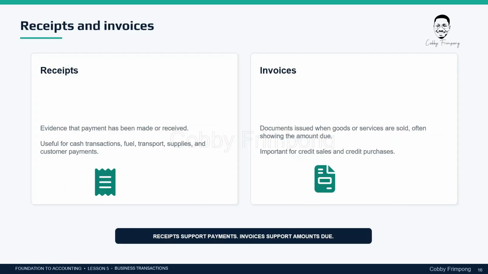Receipts and invoices. A receipt is evidence that payment has been made or received. If a customer buys goods and pays cash, the receipt shows the sale and the payment. If a business pays for fuel, the fuel receipt supports the expense. An invoice is a document issued when goods or services are sold, often showing the amount due. A sales invoice is issued to a customer, while a purchase invoice is received from a supplier. Invoices are very important for credit transactions.